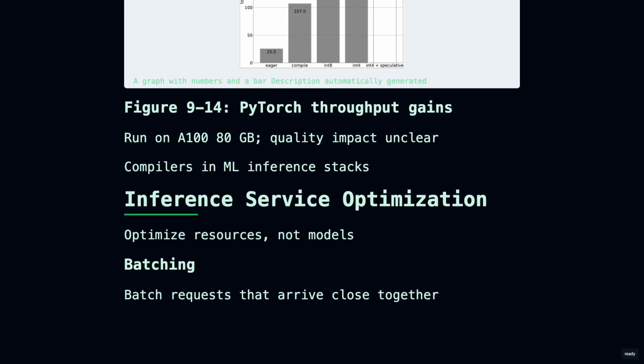Instead of handling every request one by one, the server can process nearby requests together. That usually makes better use of hardware, but you have to balance the gain against the extra waiting time for individual users.